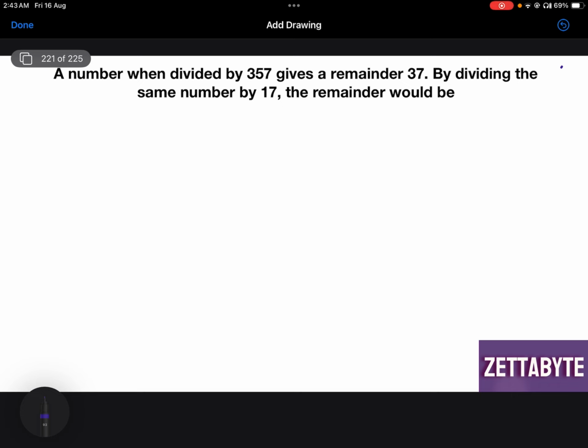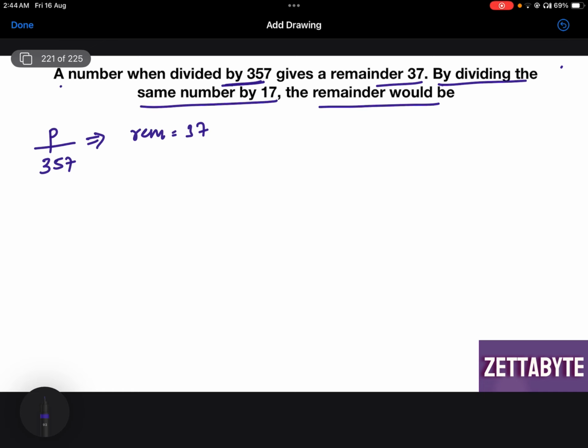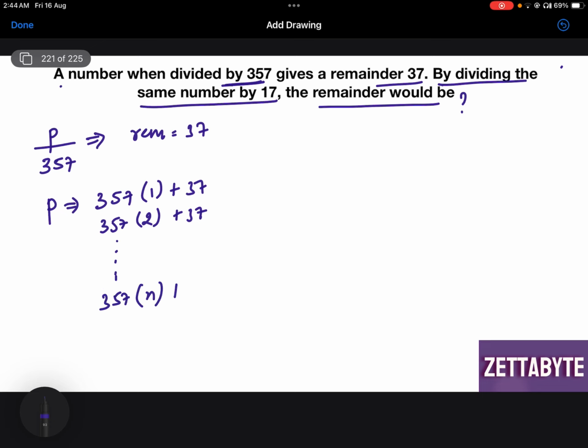They have given that a number, let's say P is that number, when divided by 357, yields a remainder 37. So 37 is the remainder. By dividing the same number by 17, the remainder would be what? So I can say that P could be any number. That could be 357 times 1 plus 37, 357 times 2 plus 37, or it could be 357 times n plus 37.